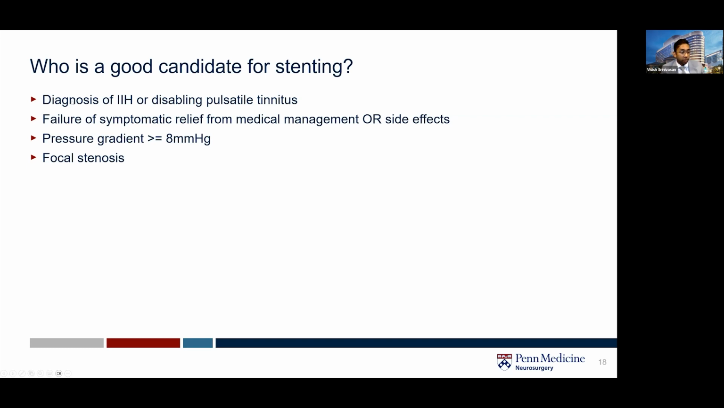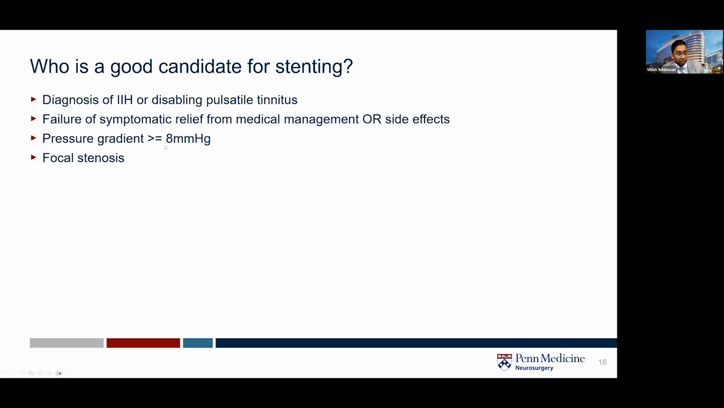And they've ideally tried medical management and have failed to have sufficient symptomatic relief from it, or they have side effects. We know that the medications that are used to treat IIH are not necessarily completely benign. They certainly have their side effects, and not all patients can tolerate them at the doses necessary to treat their IIH symptoms. I usually use a rule of thumb of 8 millimeters for a pressure gradient.